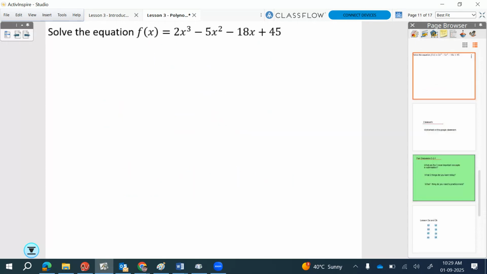Okay, we need to solve this equation. That means we need to factor it. Pay attention on this one. We can't factor a third degree function. We haven't got the techniques for that.